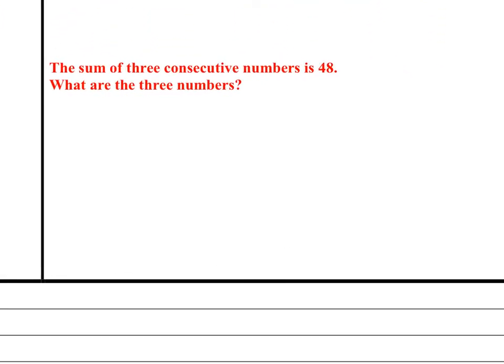It says the sum of 3 consecutive numbers is 48. What are the 3 numbers? Consecutive numbers means there's 3 numbers in a row. So we're going to add these 3 numbers together and get 48. Let's say the first number is x. If the first number is x, the number that would be next to it in a row would be x plus 1. X and then 1 more. The next number after that would be x plus 2.